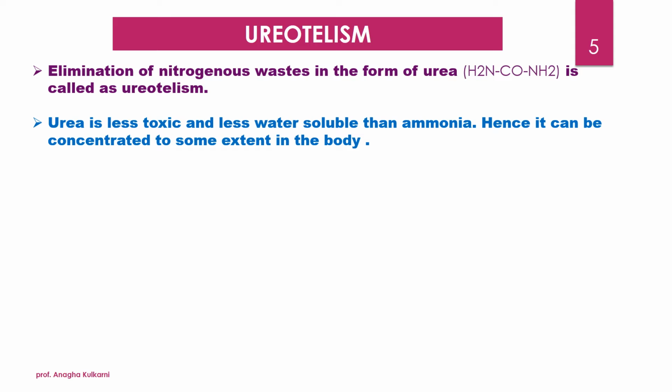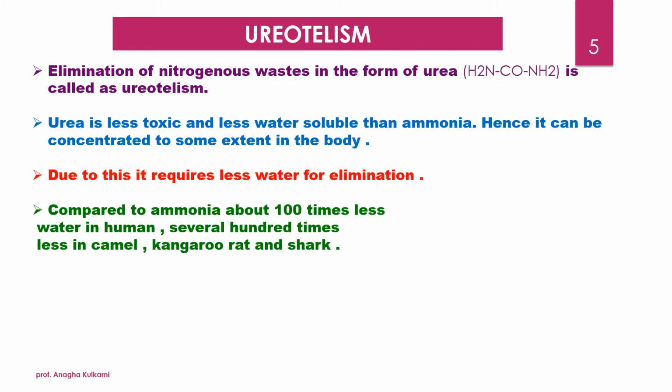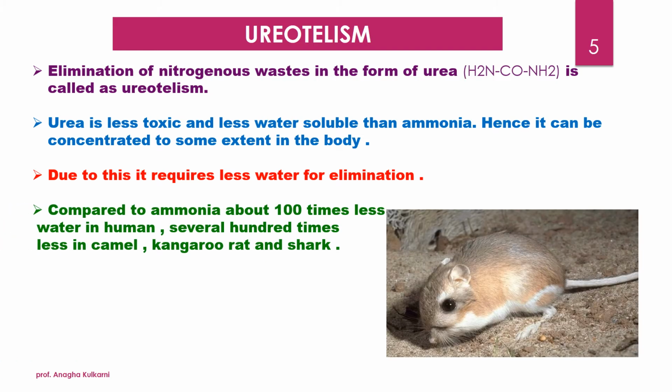Friends, try to understand: ammonia being highly toxic, it has to be thrown out as soon as it is formed. But urea being less toxic, it can be stored in the body to some extent. Due to this, it requires less water for elimination compared to ammonia, about 100 times less water in human, several hundred times less in camel, kangaroo rat and shark.